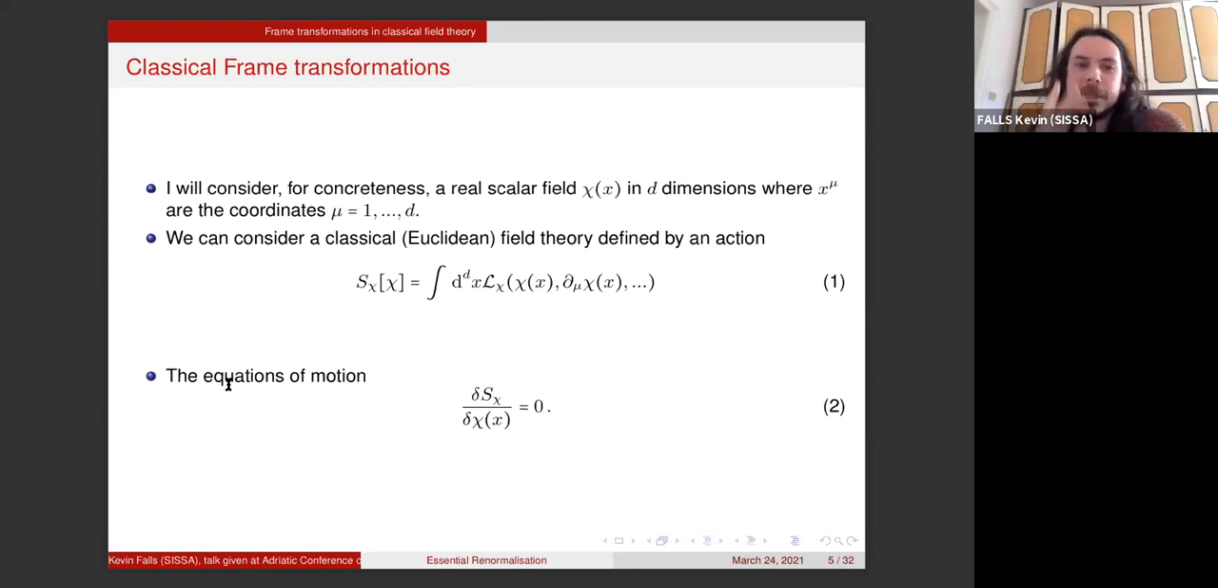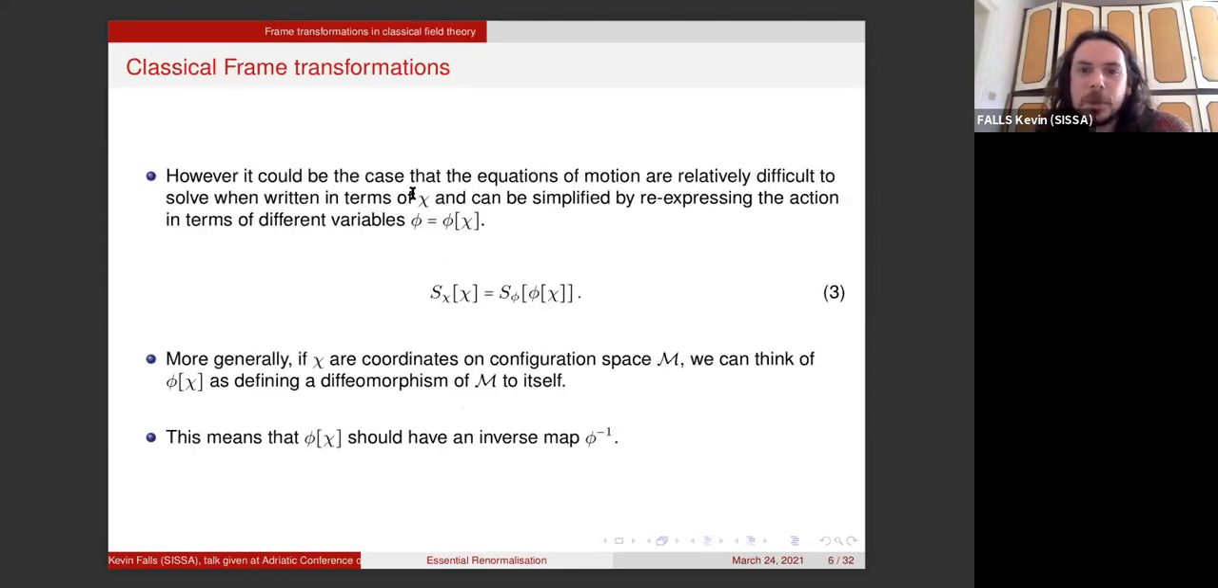If we consider some classical field theory, or even some classical model described by an action, then we have some Lagrangian density, and at the classical level we just want to solve the equations of motion, which are obtained by minimizing the action. But in the original variable chi, the equations of motion could be quite complicated, and it might be that we can move to a different variable phi to simplify them. The action then gets transformed into an action that depends on the field phi, which should be some function of the original fields.